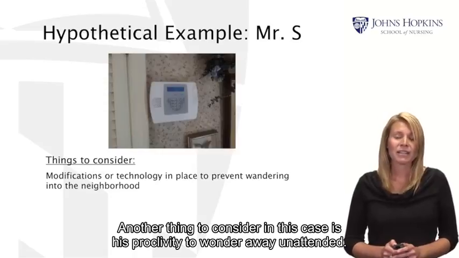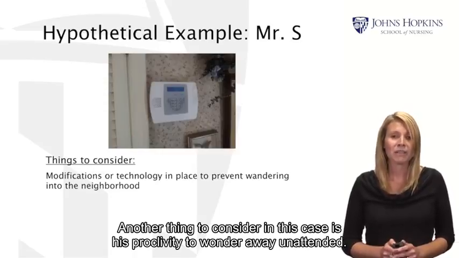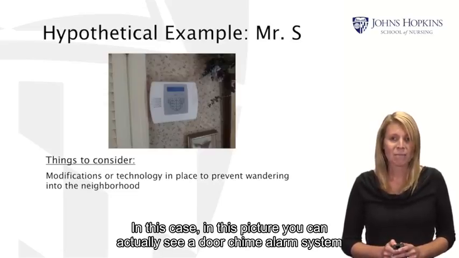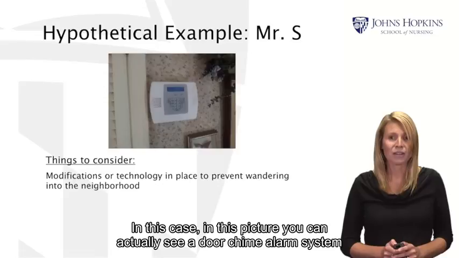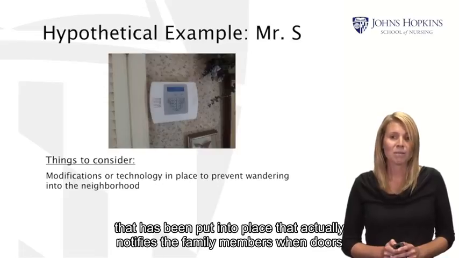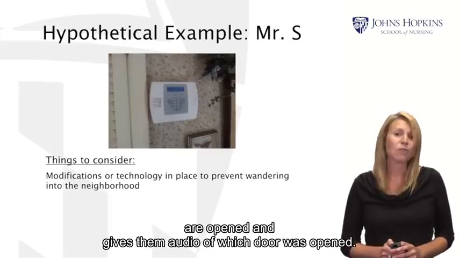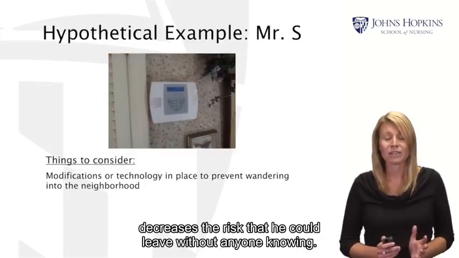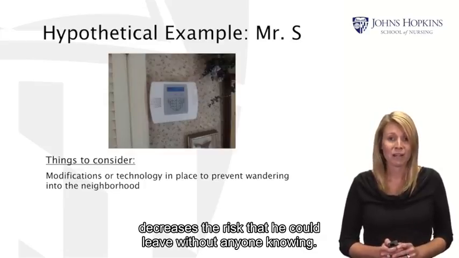Another thing to consider in this case is his proclivity to wander away unattended. One thing to assess for would be the security of the doors. In this picture, you can actually see a door chime alarm system that has been put into place that notifies the family members when doors are opened and gives them audio of which door was opened. So that decreases the risk that he could leave without anyone knowing.